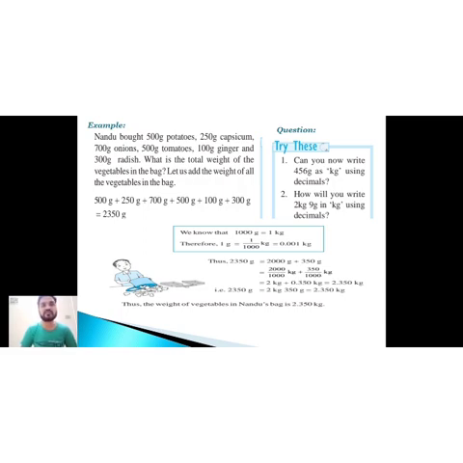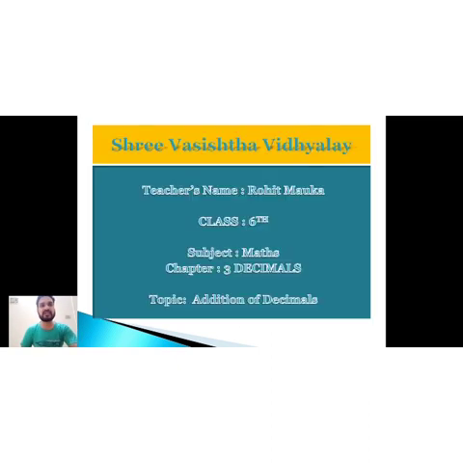So what do we have to do? Simply, we have to divide 2350 by 1000. The answer is 2.350 kilogram. So the weight of the vegetables in Nandu's bag is 2.350 kg.